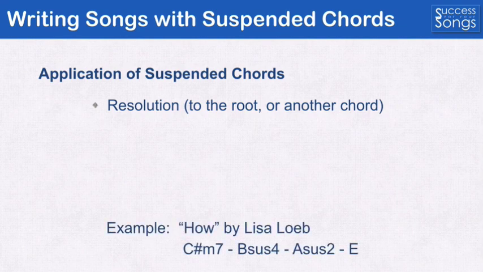In her song How, Lisa Loeb takes a similar but modified approach to this kind of resolution. In that song, she's not resolving from a suspended chord to its root version, but in her progression, after coming from two different suspended chords in the middle of the progression, she lands solidly on E major to ground that progression. So listen to the first four chords in the song How by Lisa Loeb. They're C sharp minor 7th, B sus4, A sus2, and E major. It sounds like this.